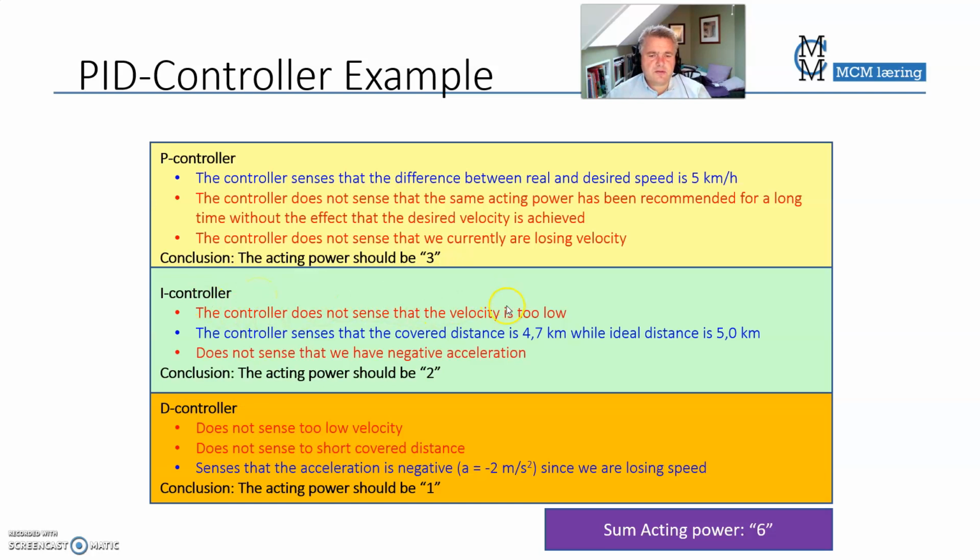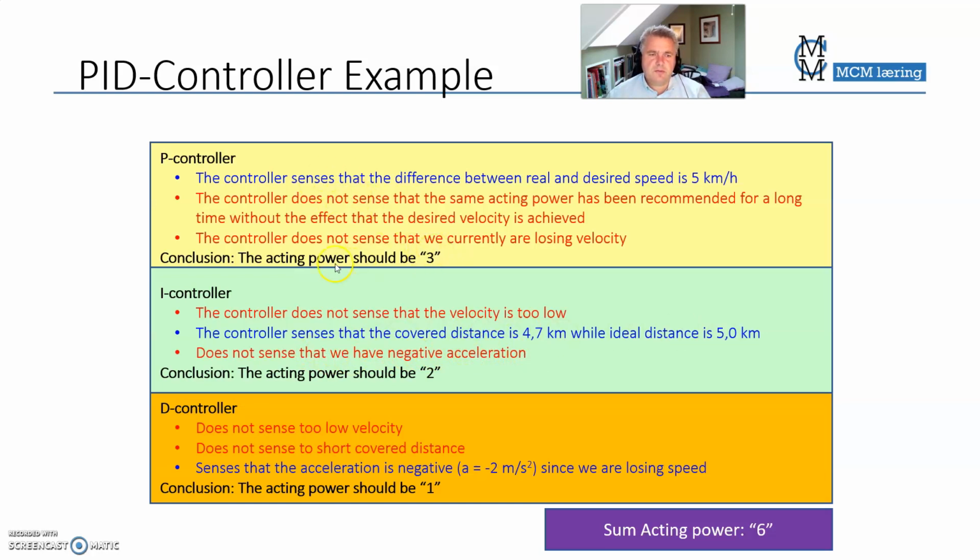The I controller doesn't sense that the velocity is too low. The integral only looks at the covered distance, because the integral of velocity is distance. So the I controller will act based on that we have reached 4.7 kilometers while we should have been at 5 kilometers, that we are 300 meters behind the desired value. It doesn't sense that we have negative acceleration.